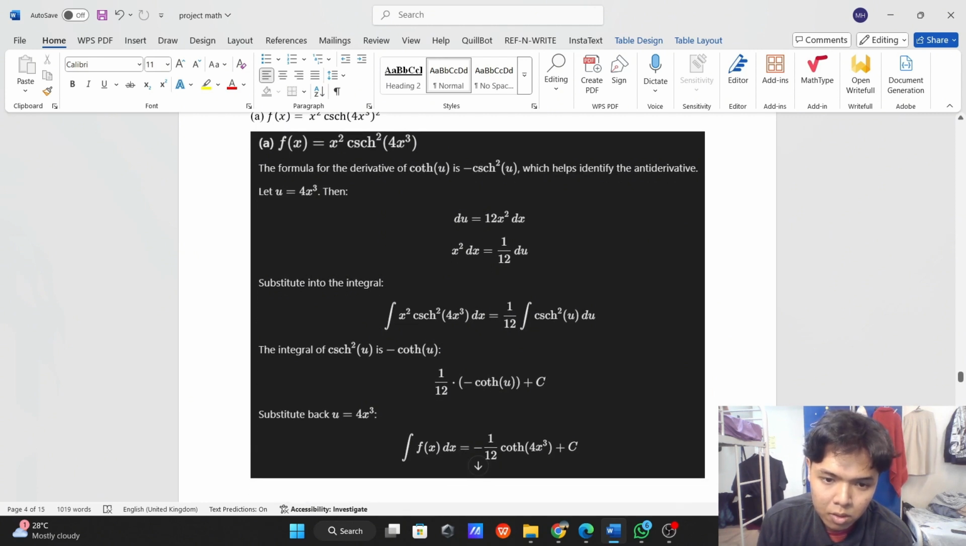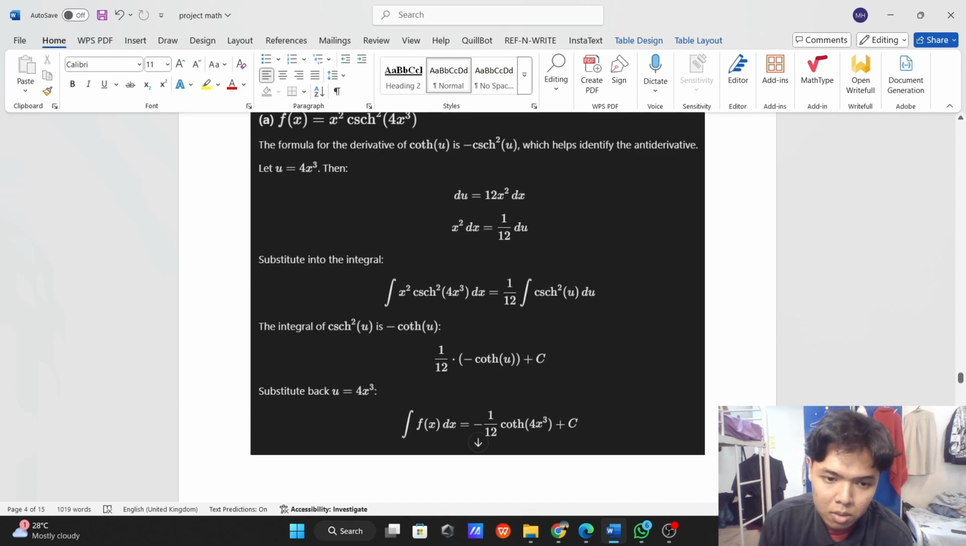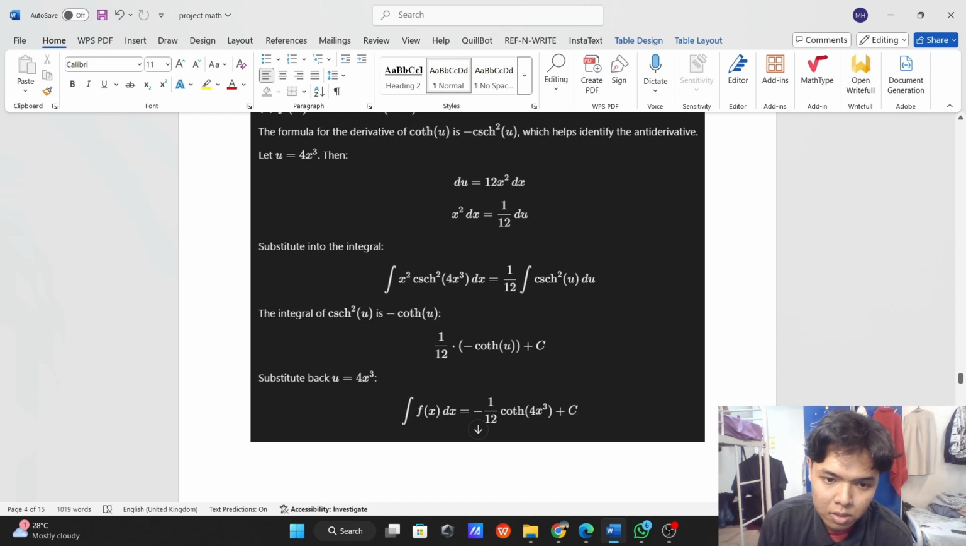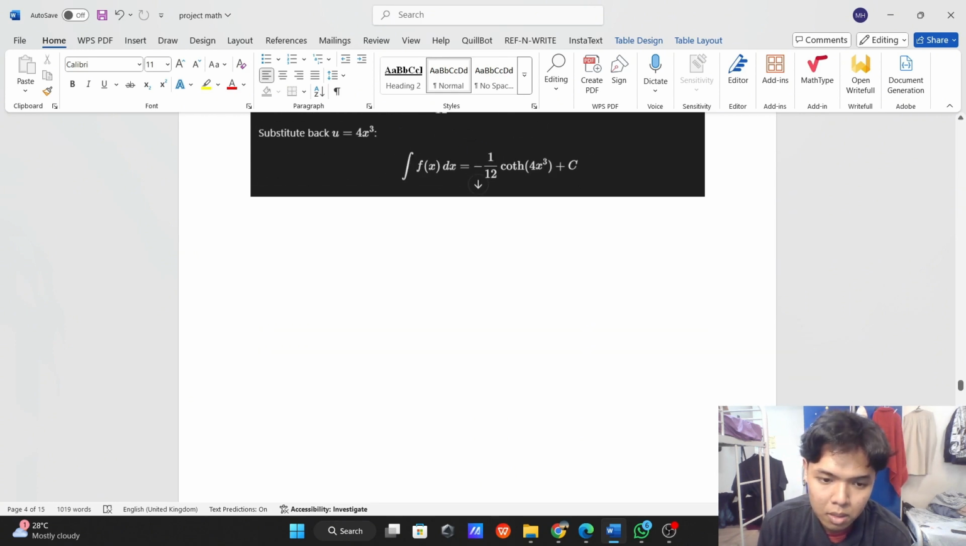On the original integral, we got the integral of x squared cosech squared 4x cubed dx, and then it will become 1 over 12 integral of cosech squared u du. And then the integral of cosech squared u is negative coth u, and then it will become 1 over 12 times negative coth u plus c. And then substitute back u, that is 4x cubed, into the integral. It will become negative 1 over 12 coth 4x cubed plus c.